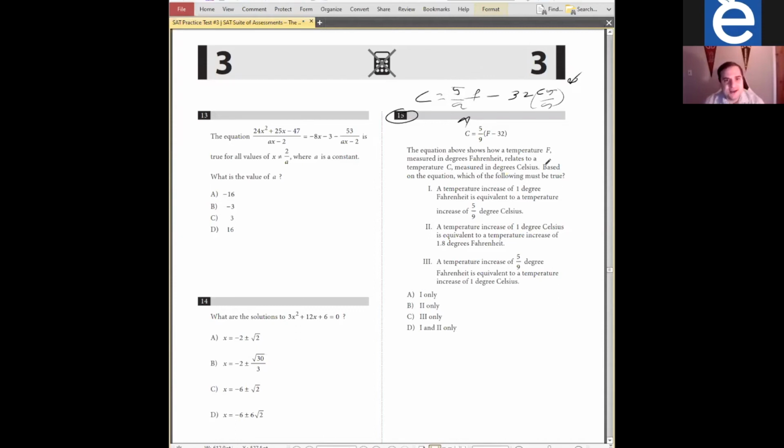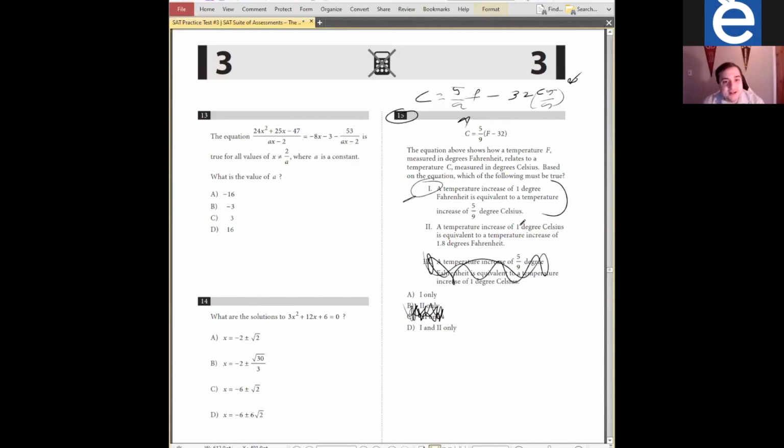So based on the equation, which of the following must be true? A temperature increase of 1 degree Fahrenheit is equivalent to a temperature increase of 5/9 degrees Celsius. Yeah, that is literally what we said, right? 5/9 is the change in Celsius per 1 degree Fahrenheit. This says the temperature increase of 1 degree Fahrenheit is equivalent to a temperature increase of that, right? So we're already done with that part. We don't even need to worry about 3 because we know 1 is true, right?